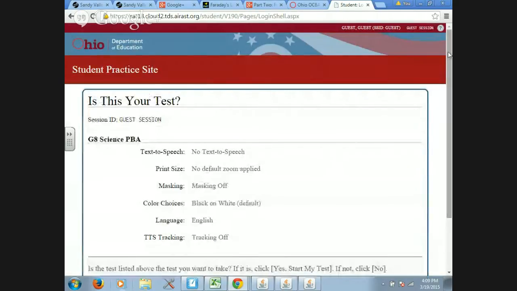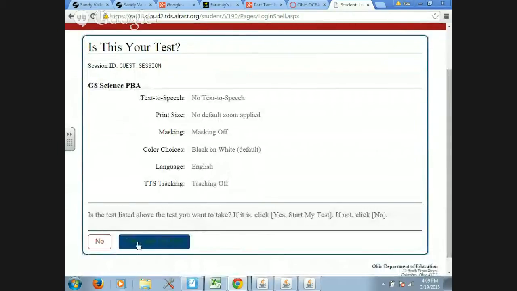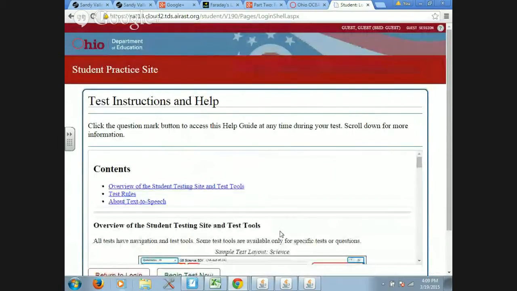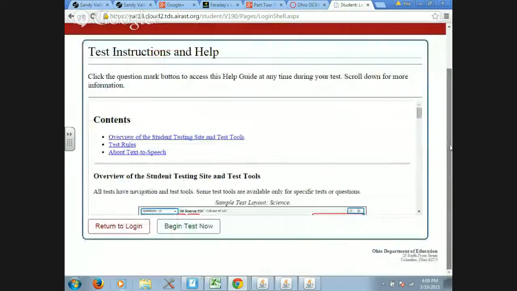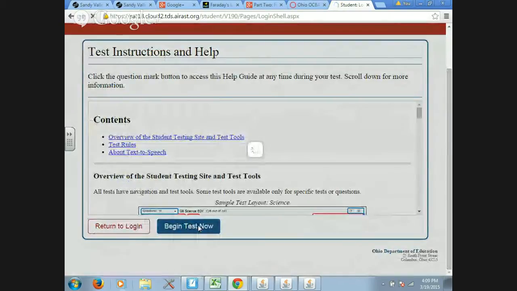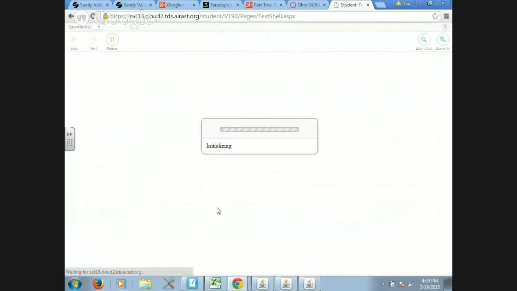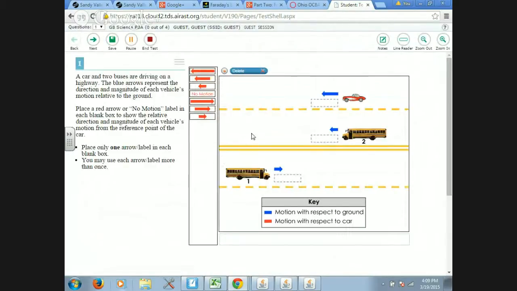Okay, we're almost there. Stay with me. One more click. Begin test. Okay, so remember, we're talking about reference point. When we look at reference point here, we are looking at this question that comes up. This is part of the practice AIR test. And it shows us what types of reference points could be going on.